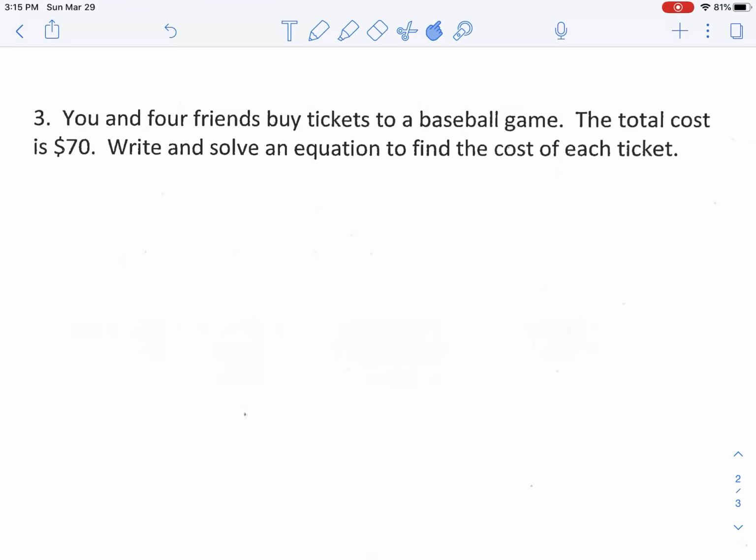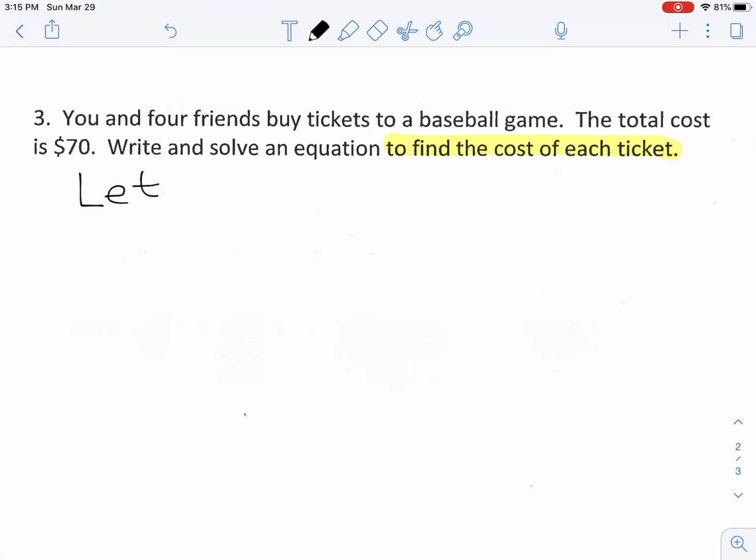Number 3, you and your friends buy tickets to a baseball game. The total cost is $70. Write and solve an equation to find the cost of each ticket. Remember, the first thing that you want to identify when you're writing an equation is what you're trying to find. Write and solve an equation to find the cost of each ticket. That is what I need to define as my variable. When you define a variable, you always start with the word let.